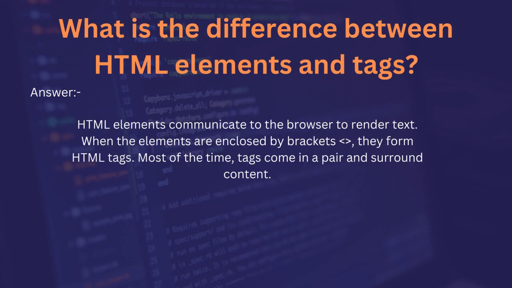Next is: what is the difference between HTML elements and HTML tags? HTML elements communicate to the browser to render text when the elements are enclosed by brackets. They form HTML tags. Most of the time, tags come in a pair or surround content.